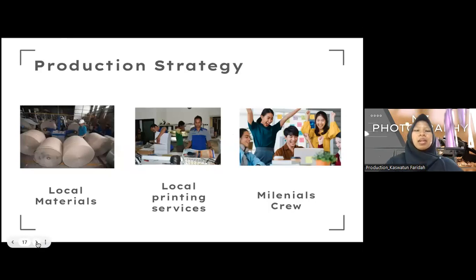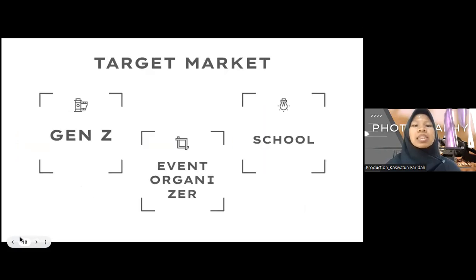Okay. For the production strategy, we would like to empower the local small medium enterprise, and also we will improve the local product. So we use local material for making the album, and we also empower the local printing services, and we also empower the millennials or the young people around us to give more job revenue. And the next slide will be delivered by Yumna Rosyidah.